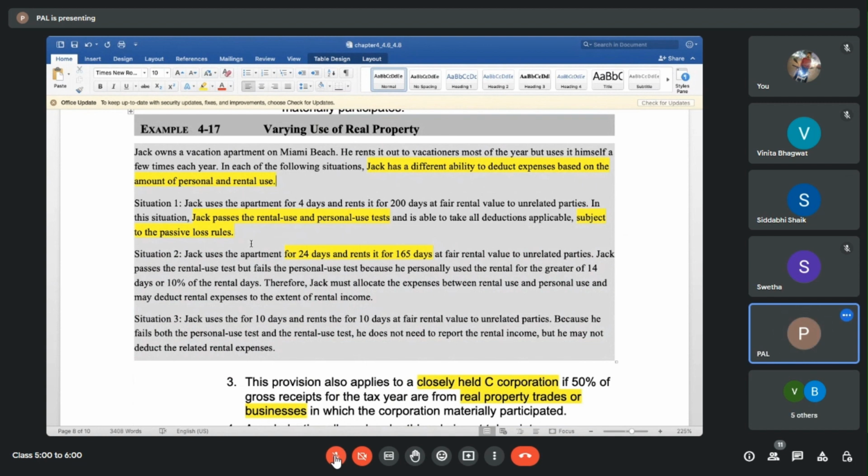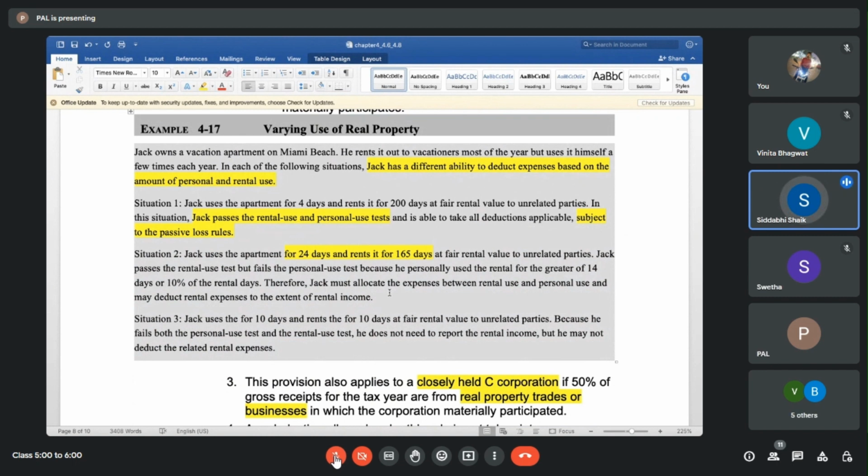Go ahead, Siddhabi. Jack owns a vacation apartment in Miami Beach. He rents it out to vacationers most of the year, but uses it himself a few times each year. In each of the following situations, Jack has a different ability to deduct expenses based on the amount of personal and rental use. Situation 1. Jack uses the apartment for 4 days and rents it for 200 days at a fair rental value to unrelated parties. In this situation, Jack passes the rental use and personal use test and is able to take all the deductions applicable, subject to the passive loss rules.